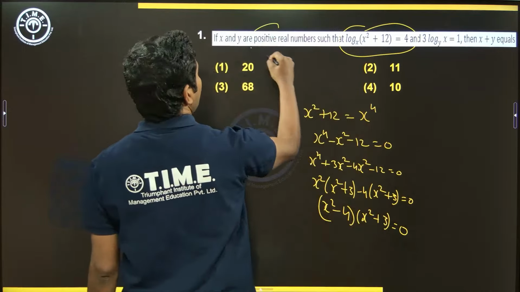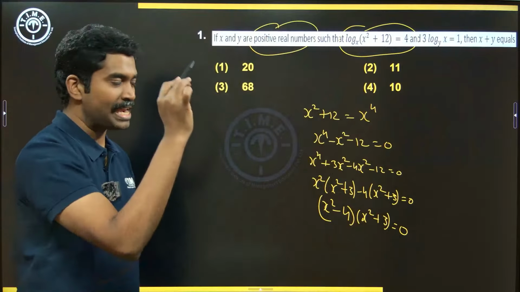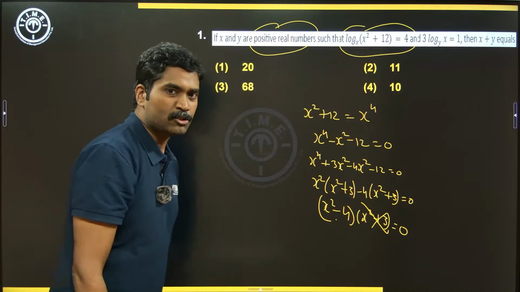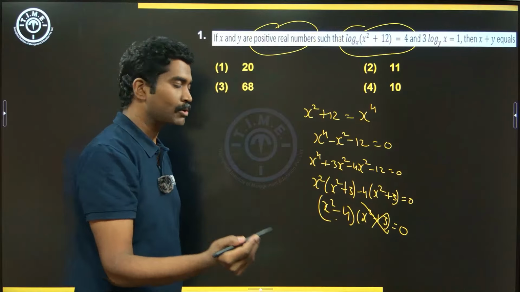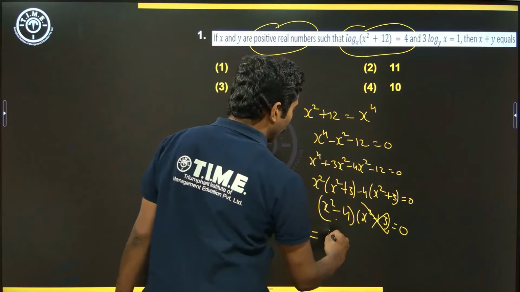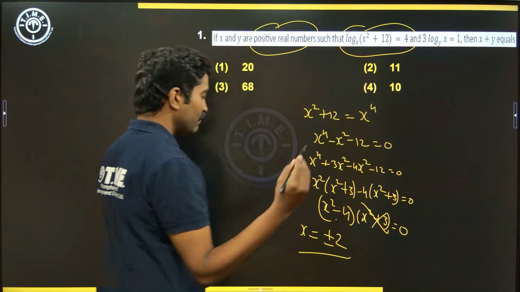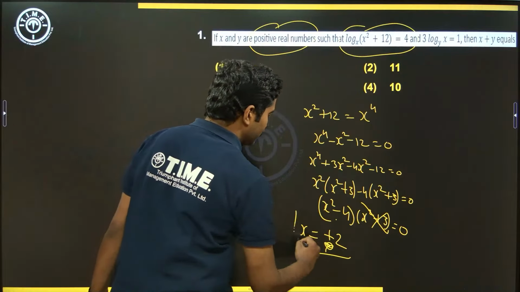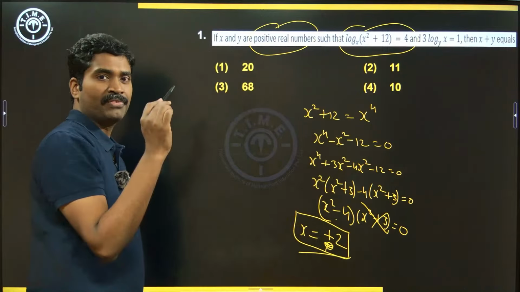x and y are positive real numbers. x is a positive real number. So x square plus 3 can't be 0, which means this has to be 0. x square minus 4 is 0. x square is equal to 4. x is equal to plus or minus 2. Further, x is positive, so the minus is ruled out. x is 2. Done. First one solved.